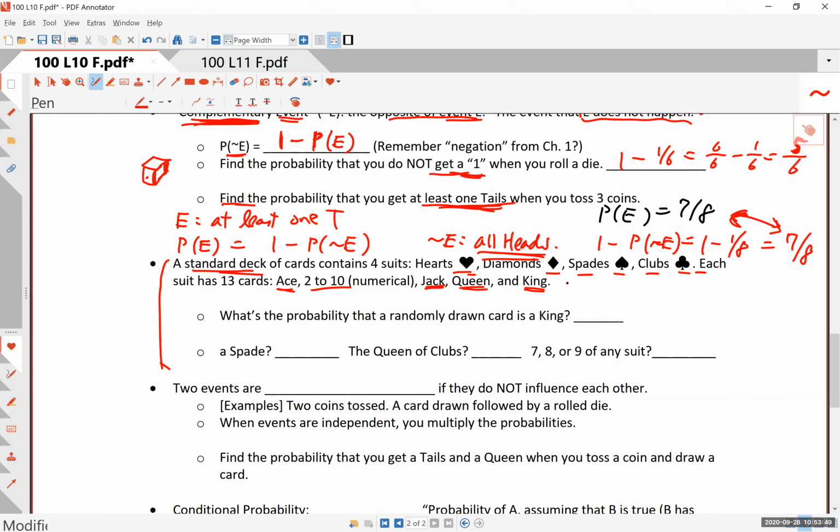Now I say this because most of you know this, but some of you may not actually have seen a standard deck of cards. All right, so answer these questions. What's the probability that a randomly drawn card is a king? You can count the number of kings in the deck. And by the way, a standard deck has 4 suits and 13 types in each suit, so that's 52 cards altogether, not including the jokers. And what is the probability that a randomly drawn card is a spade, or the queen of clubs, or 7, 8, or 9 in any suit? Try to answer these questions, and then we'll come back to the second part of this video.